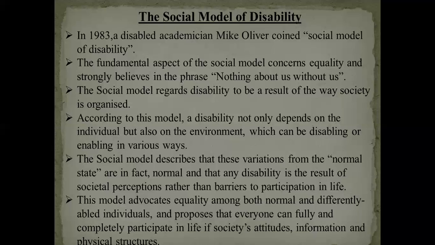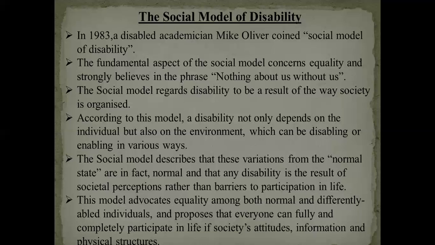The social model describes that these variations from the normal state are in fact normal, and that any disability is a result of societal perceptions rather than barriers to participation in life. So as I told you, when we say a person is physically handicapped, the social model says he is actually normal. It is we who are terming them abnormal or a person of not normal life. So that is the societal perception rather than barriers to participation in life.